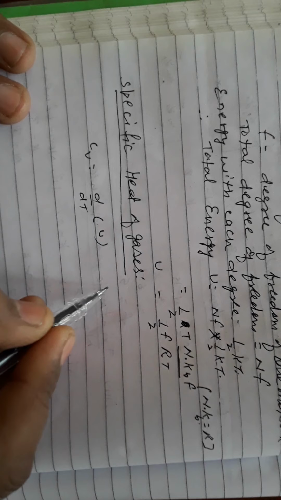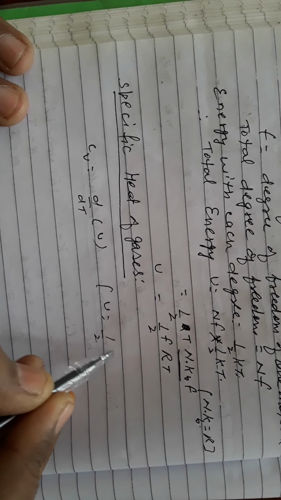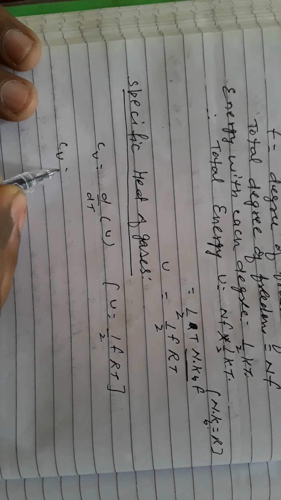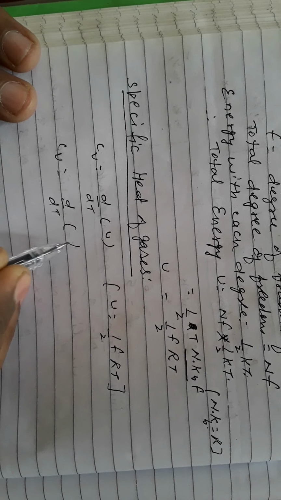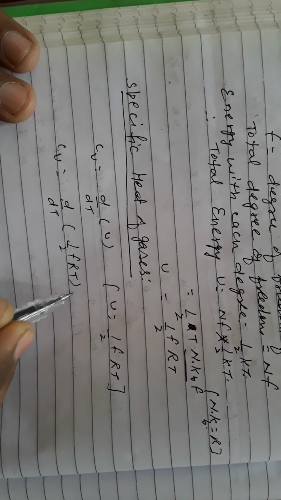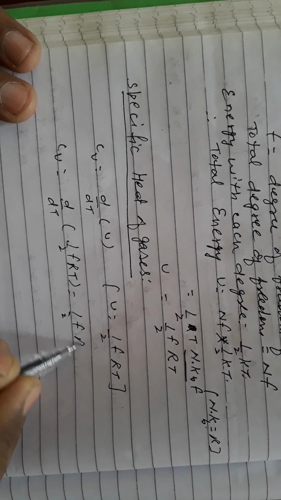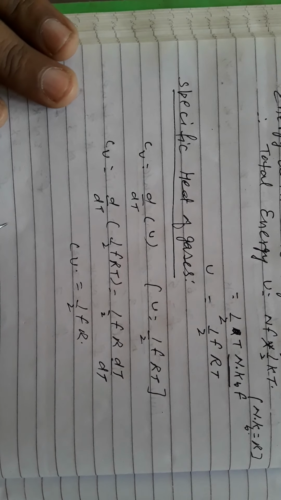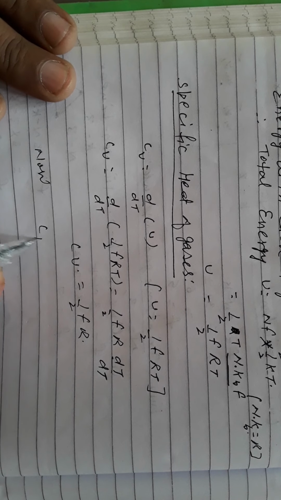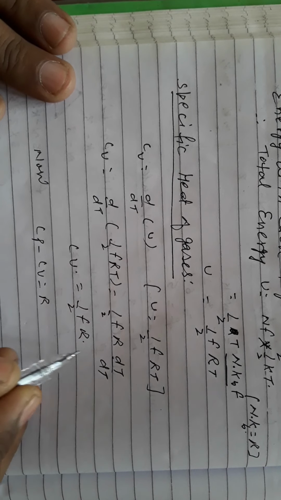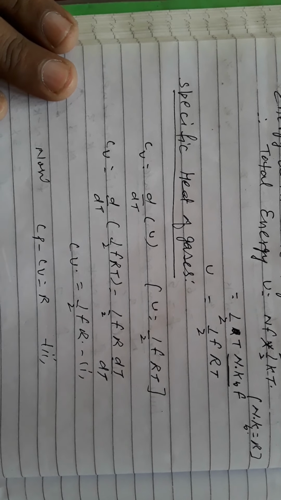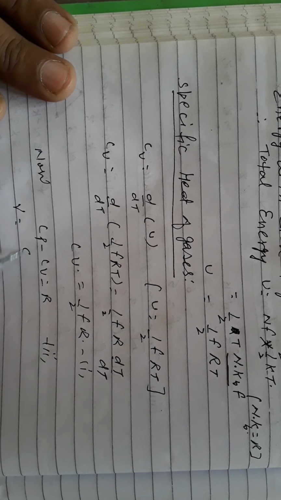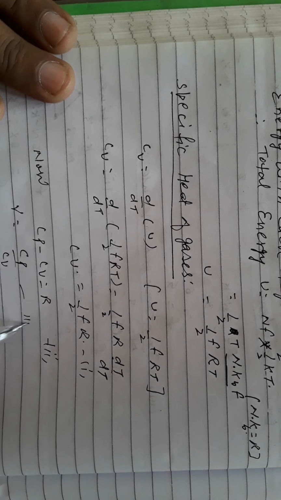And we have written U is equal to half into F into RT. So now we can put the value of U here. This is half F into R into T. Half into F into R will be common. dT upon dT is equal to 1. So half F into R. This is Cv. Now Cp minus Cv is equal to capital R, we know. We can say equation number first, equation number second, and we know gamma is equal to Cp upon Cv. This is equation number third.